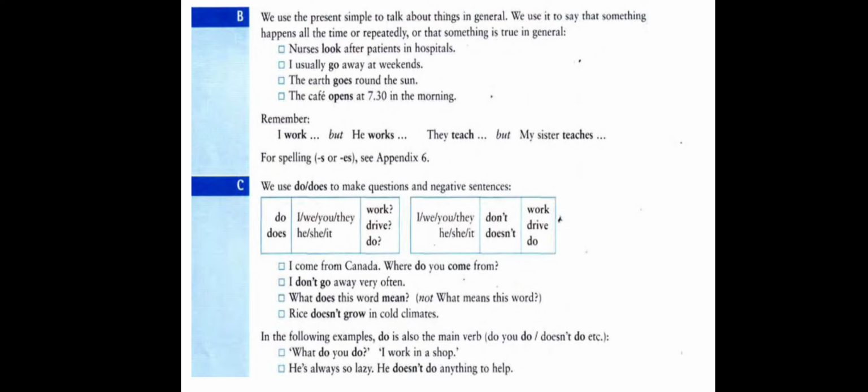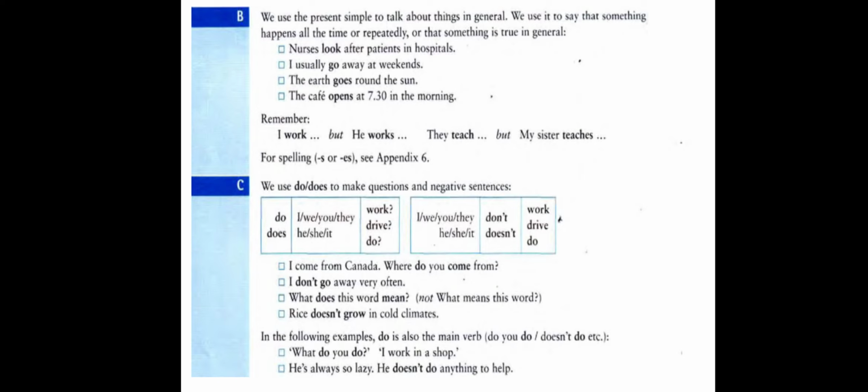Because the subject is plural, I, we, you, they, we use do. So we bring do forward. The yes or no question is formed like this. Do I work? Do we work? Do you work? Do they work? Do I drive? Do we drive? Do you drive? Do they drive? Do I do? Do we do? Do you do? Do they do?